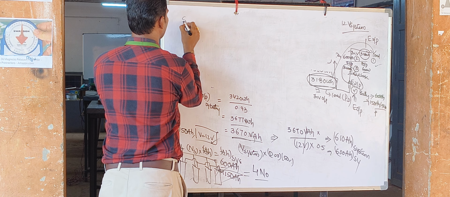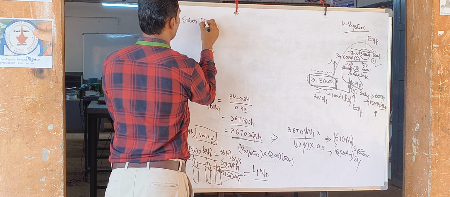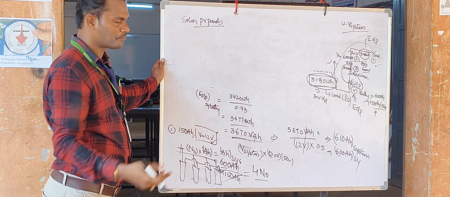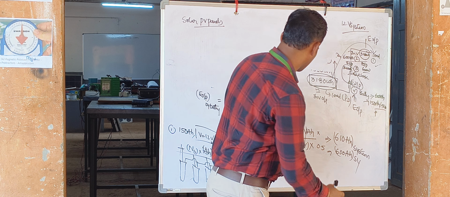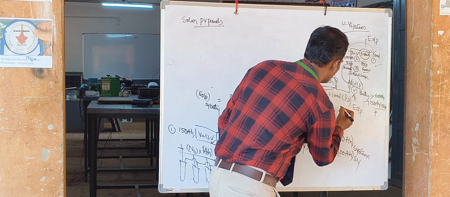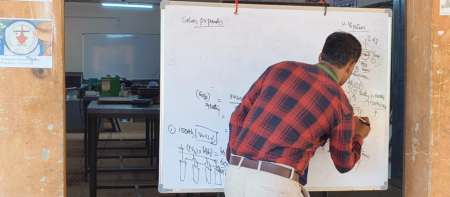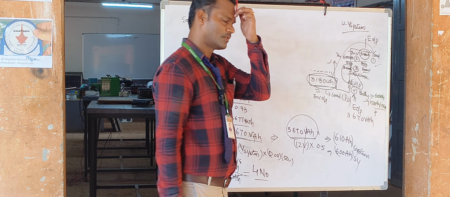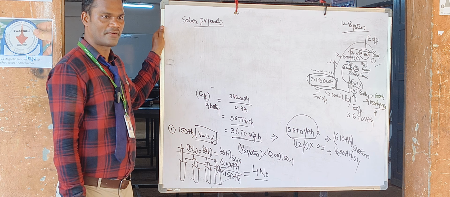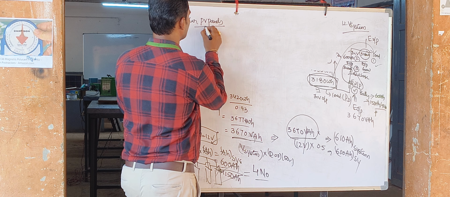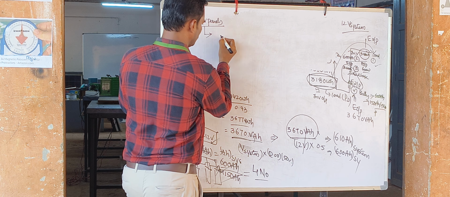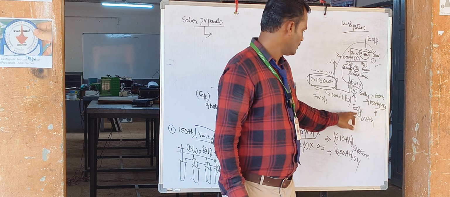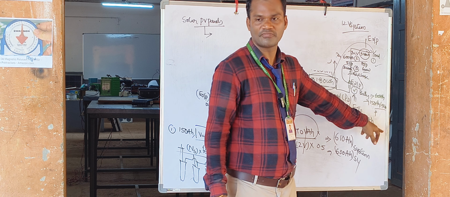So the last design is nothing but the solar PV panels. What is the input energy required by the system? 3670 volt ampere hour. So this is what you have. Now we are going to find out the solar panel rating. This is the input energy to be supplied by what? To be supplied by the output of the solar panel.